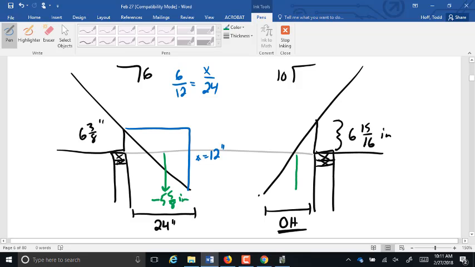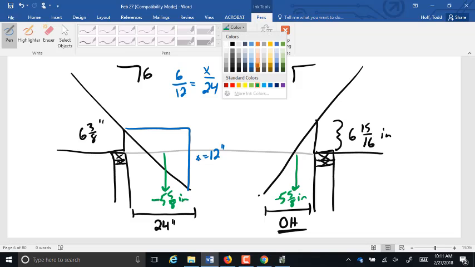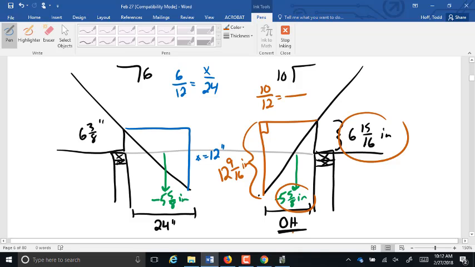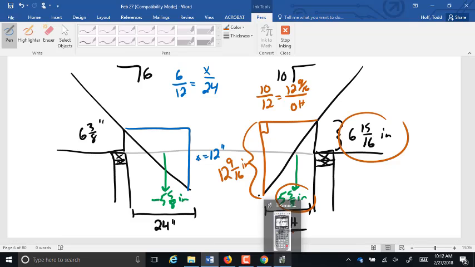So over here, we're starting out 5 5/8 below the top of the wall. So what we have in this one, we don't know the overhang, but we know this total height here has to be 6 15/16 plus 5 5/8. That's going to make that 12 and, what is that, 9/16 inches? So we got 12 and 9/16 inches. So we've got 10 over 12 equals 12 and 9/16 over that overhang.